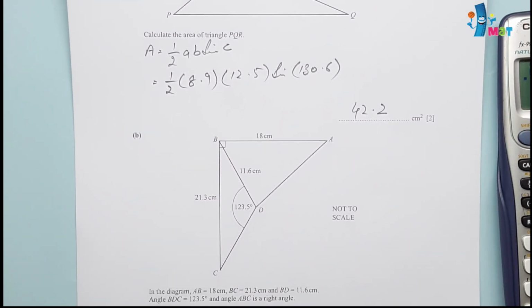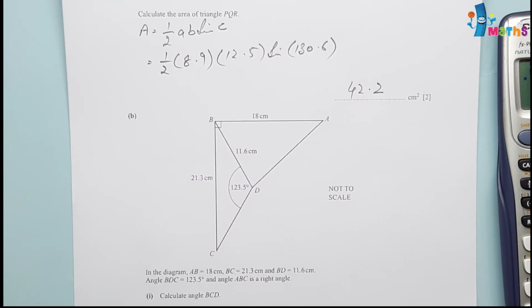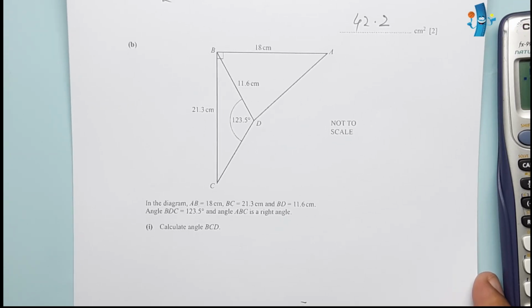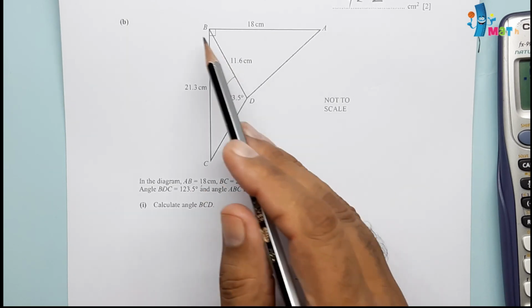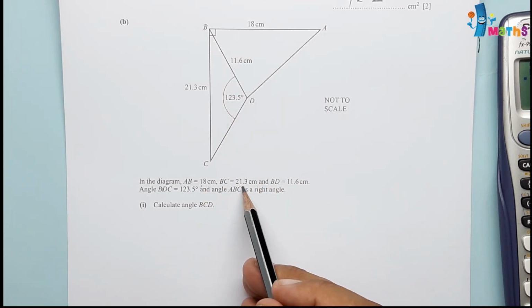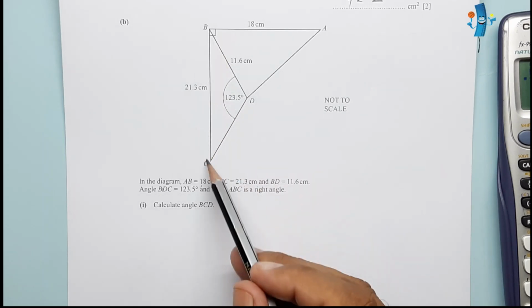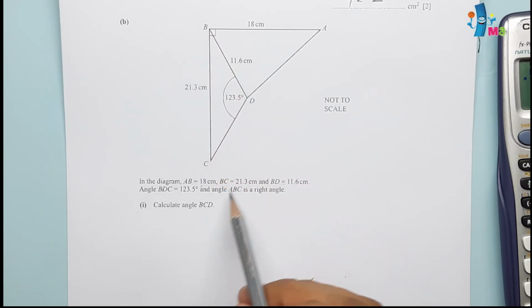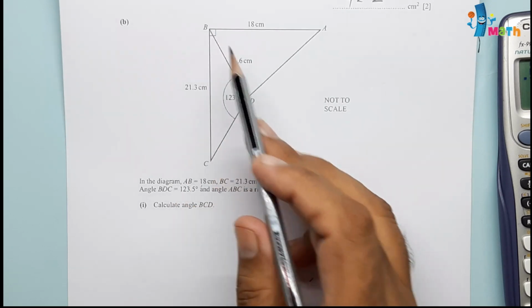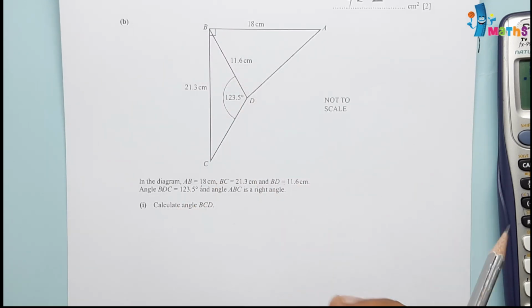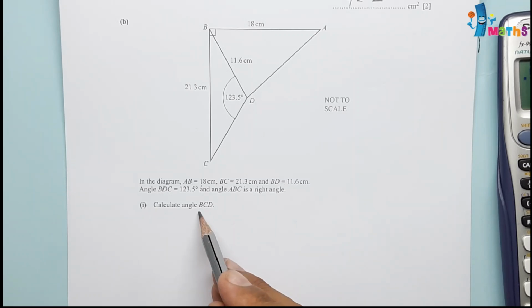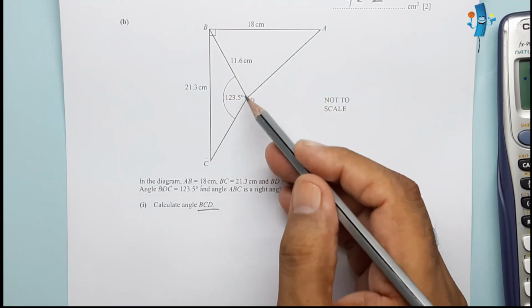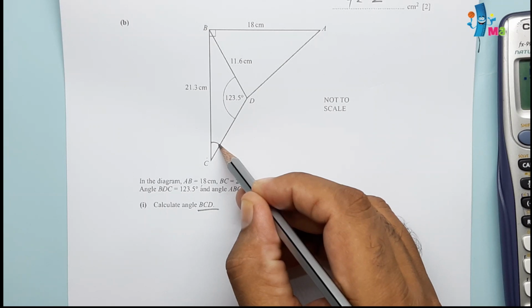Then B part, this another shape is given, which is two triangles basically, and in this one, in the triangle AB is equal to 18, BC is equal to 21.3, and BD is equal to 11.6. Angle BDC is given 123.5, and angle ABC is a right angle triangle. This one is right angle. Calculate the angle BCD. BCD, basically this angle is required.